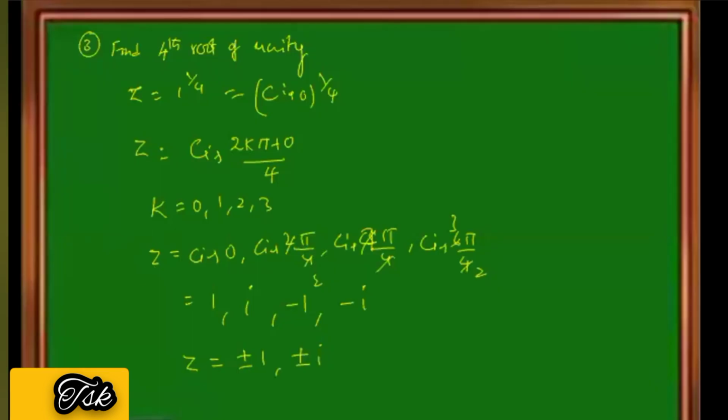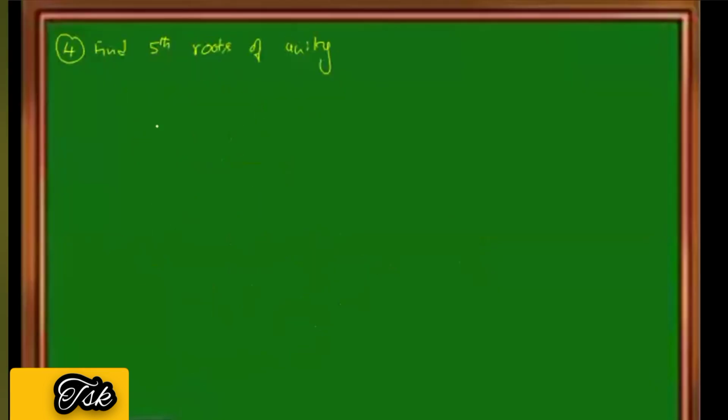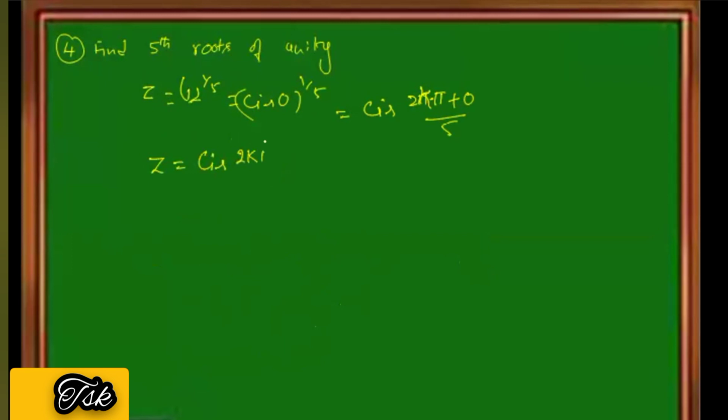We'll go for the fifth roots of unity. Let z be 1 to the power of 1 by 5. This can be written as (cis 0) whole to the power of 1 by 5. This can be written as cis (2k pi plus 0) by 5, so z is cis 2k pi by 5. Substitute k equal to 0, 1, 2, 3, 4 to find the 5 roots.